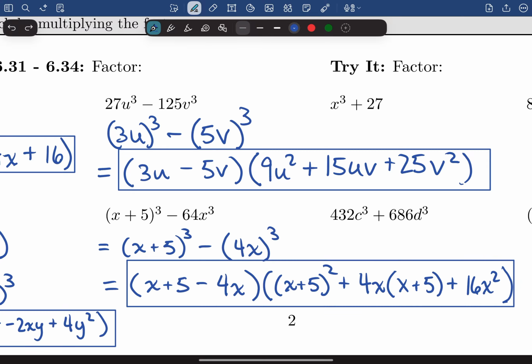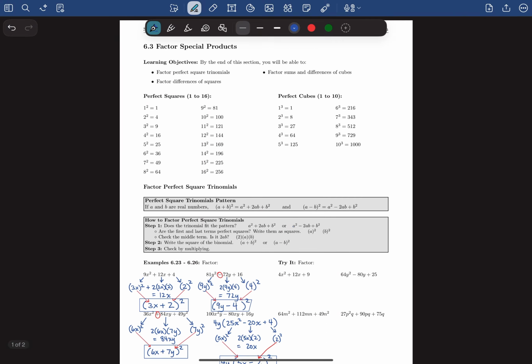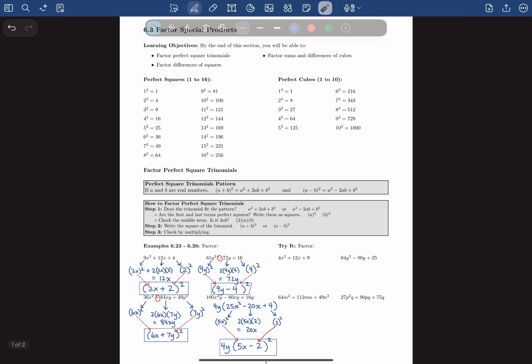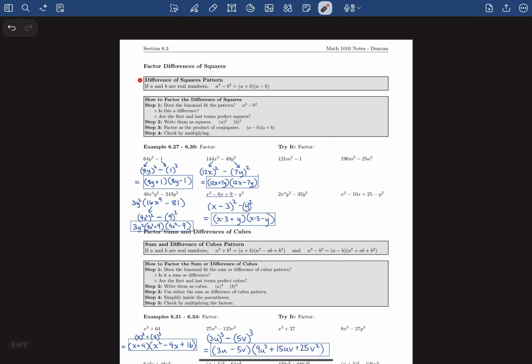All right. Thank you. You have now learned 3 factoring patterns in this lesson. Little reminder, you're going to want to be very familiar with these perfect square numbers and these perfect cube numbers like you've seen. And we learned about factoring perfect square trinomials and factoring difference of squares and factoring the sum of cubes and the difference of cubes.